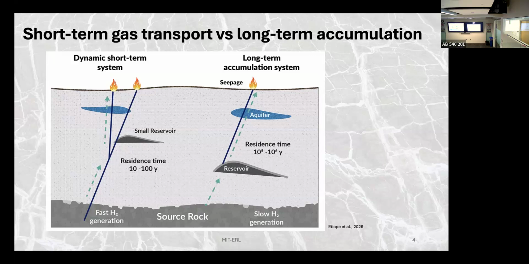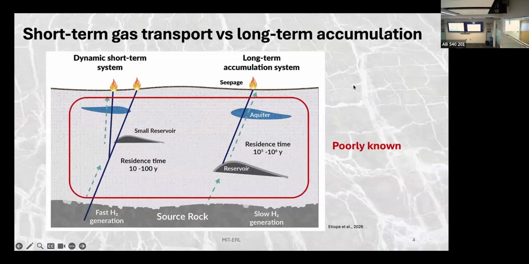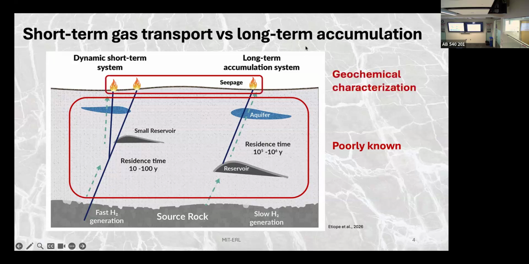And in this case, what you are observing on the surface is just a slow leakage from this gas storage. Obviously, these two systems are very different, but there is very little way to know which one is at work in peridotite formations. So far, the primary way to characterize these systems is through geochemical measurements of gas fluxes on the surface.